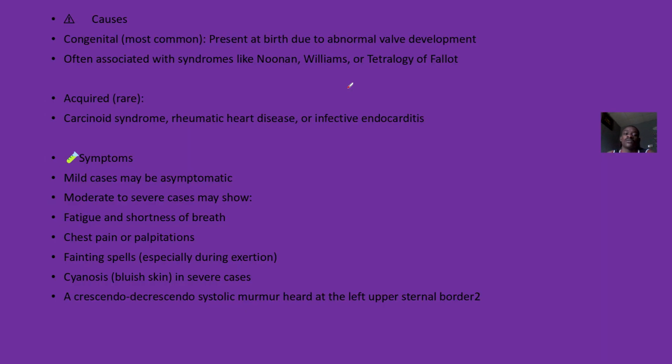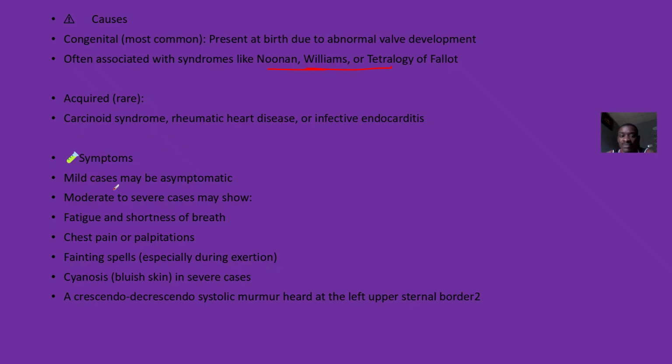Okay, so causes. It could be congenital, where the person is just born like that. So it's linked to syndromes like Noonan syndrome, Williams-Beuren syndrome, Tetralogy of Fallot. Then it could be acquired, like there are some infections that actually led to development of the defects. Then symptoms, like what would the child be feeling?